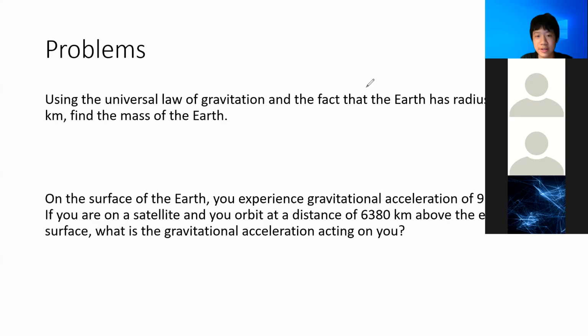If you are having a little trouble with the first problem, try to visualize an arbitrary mass on the Earth and figure out what the force is acting on that mass and relate that to what you already know about the Earth's acceleration due to gravity.